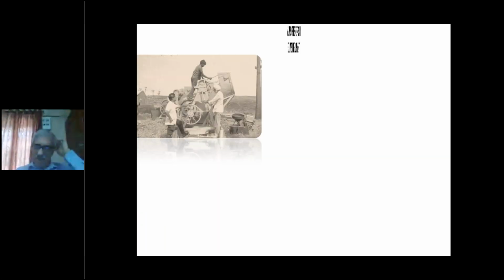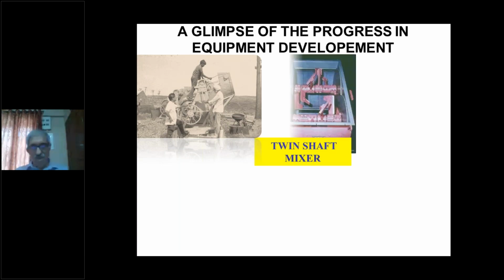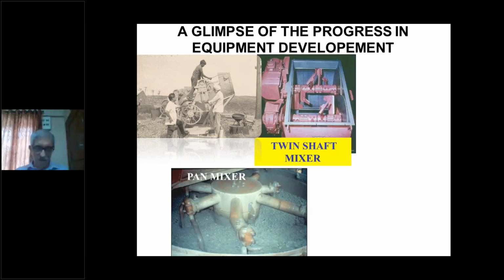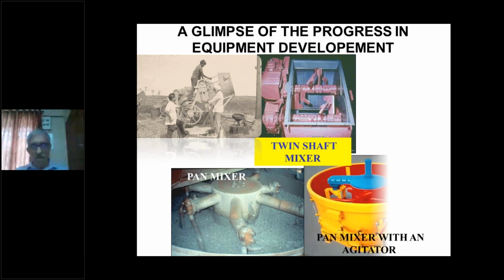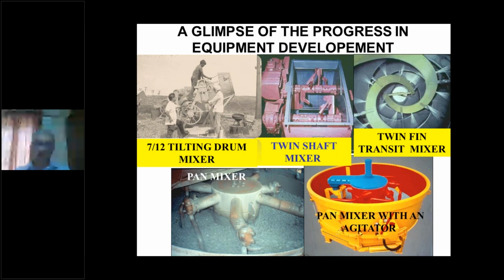The machine can be a 7x12 mixer, a twin shaft mixer, or a pan mixer, or a pan mixer with an agitator, or a transit mixer with twin shaft or single shaft, depending on the owner of the Readymix plant. Generally, we do not have twin shaft transit mixers in our country.